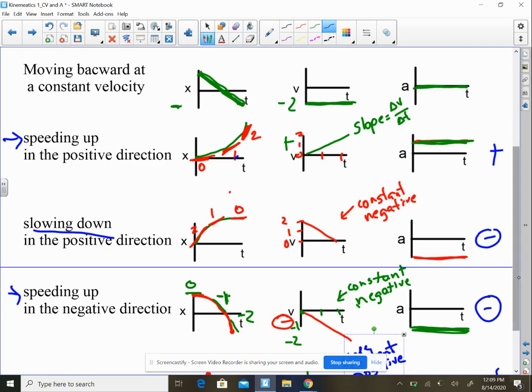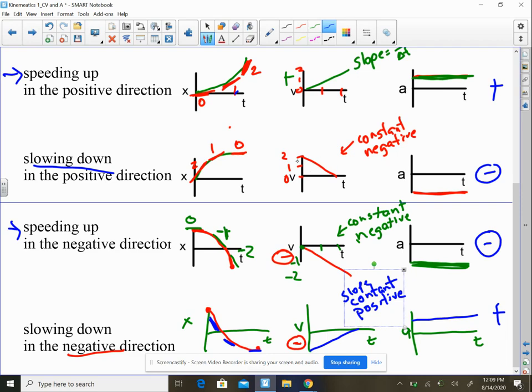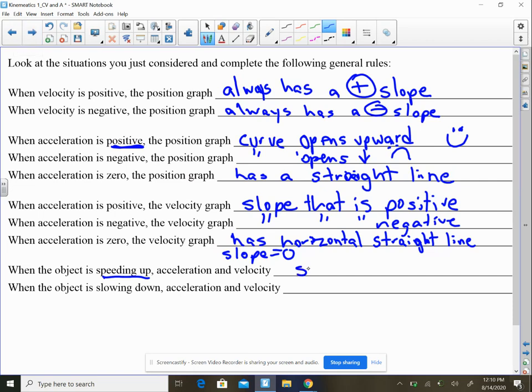If we look at slowing down in the positive direction, we have a positive velocity because it's on the positive side of the quadrant for velocity, and we have a negative acceleration. If we look at slowing down in the negative direction, we have a negative velocity and a positive acceleration. So the signs of acceleration and velocity match if they're speeding up. The signs of acceleration and velocity are opposite, so one's positive and one's negative, if we are slowing down. And so those are a few things to notice as we approach these graphs.